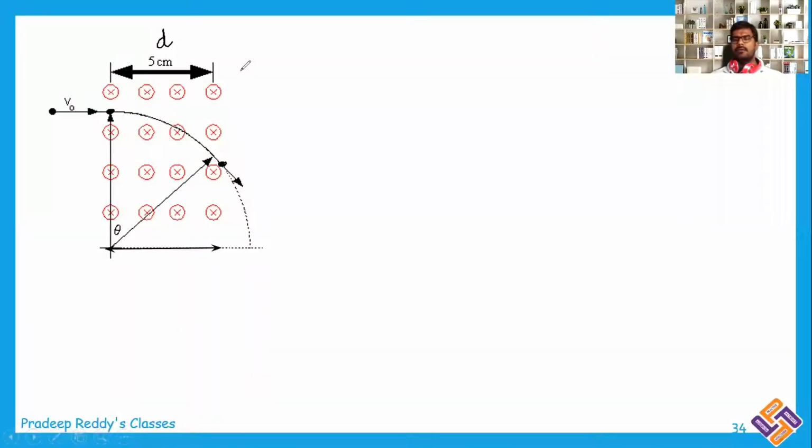Students, we have seen that whenever a charged particle enters a magnetic field, it will take a deviation. Magnetic fields always deviate charged particles. Electric fields always accelerate charged particles. Electric fields cannot deviate them, they only accelerate. Magnetic fields will deviate charged particles, but they cannot accelerate. Those are very important things you should remember.